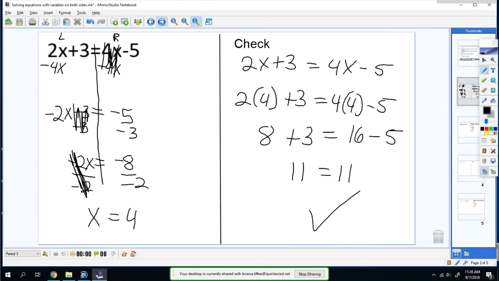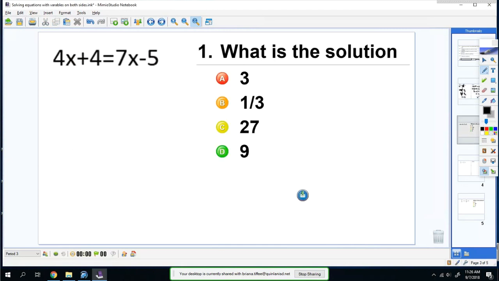So now you try one. Pause the video, try it by yourself, figure out what your solution is, check it before you submit your answer, or write your answer down, and figure out if it's correct. All right. So we're going to do the same thing. We're going to subtract 7x from both sides because I want the variable on the left. So this cancels out. Negative 5 will come down. 4x minus 7x, so I'm taking away more x's than I have, will be negative 3x plus 4.